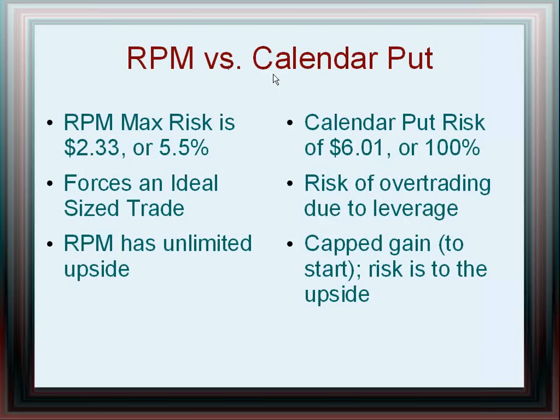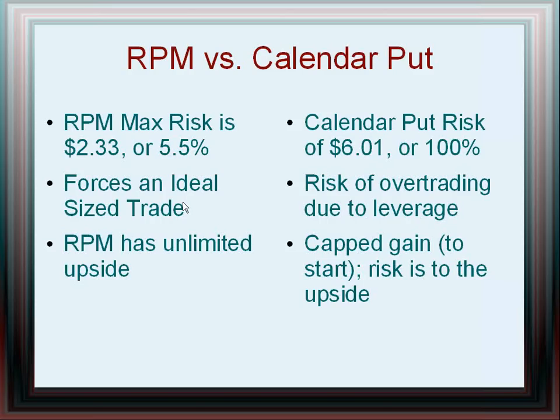All right. So the RPM quick versus the calendar put. Remember, our RPM maximum risk was 233 or 5.5%. The calendar put is almost triple that in this scenario, of course. It would have been $6.01 or 100% of the investment. The RPM forces an ideal size trade, and we're going to explain this comparison really in depth when we get into the long call discussion, okay? With the calendar put, I'm only paying 601. Remember, with the RPM, we were paying 42.33.